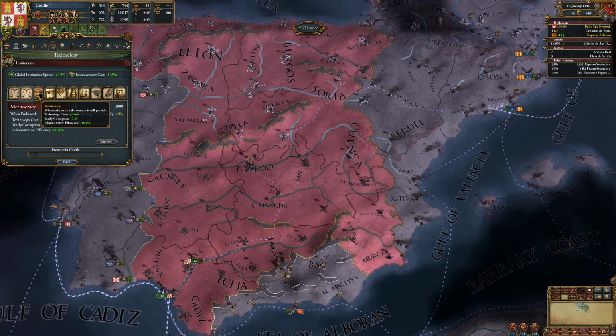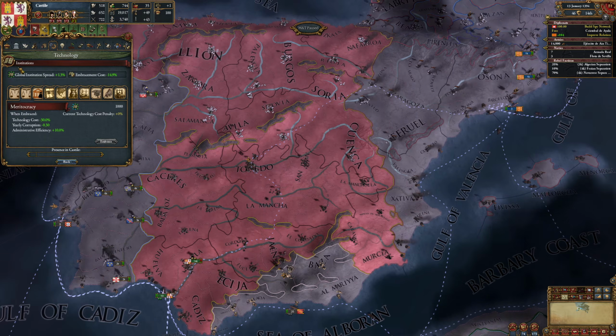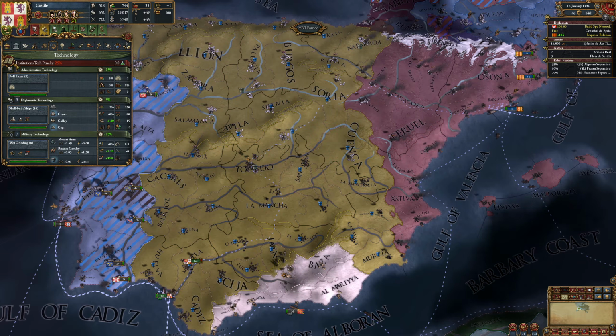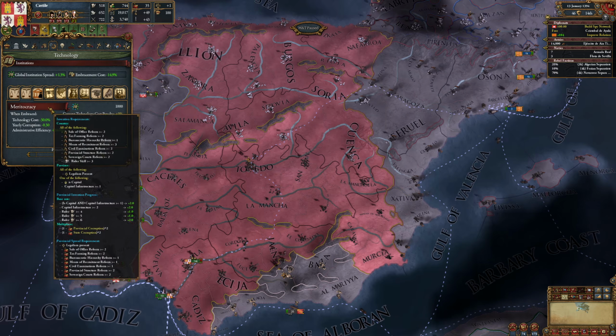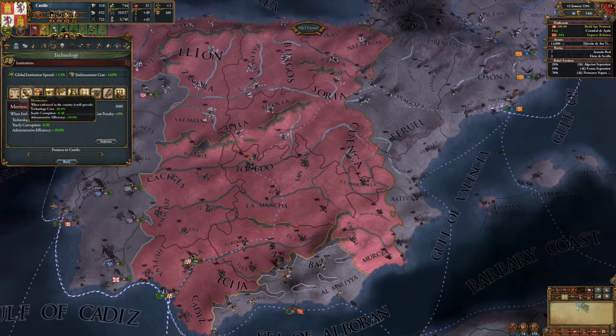One other key difference that I should mention is that most of the institutions cause an institution tech penalty, just like before. But now, meritocracy instead gives you a tech cost reduction when you get it, rather than giving you a ticking penalty that everyone in the world would experience, which is nice.